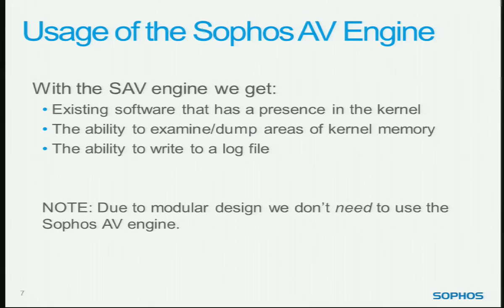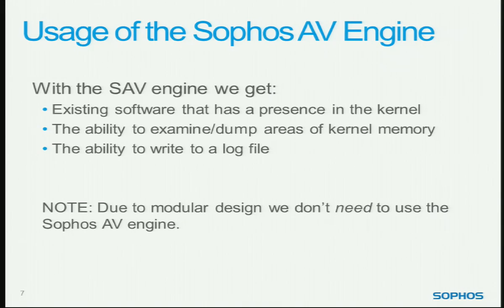In order to extract the data from the kernel, we are using our own Sophos antivirus engine. We toyed with the idea of writing our own custom solution for it, but this requires a lot of resources, and we don't have much time, being the busy analysts that we are. With the SAV engine, what we get is an existing presence in the kernel. We get the ability to examine and dump areas of kernel memory, and we also get the ability to write to a log file. So that's everything we need.